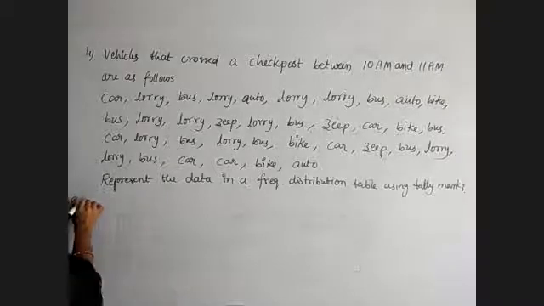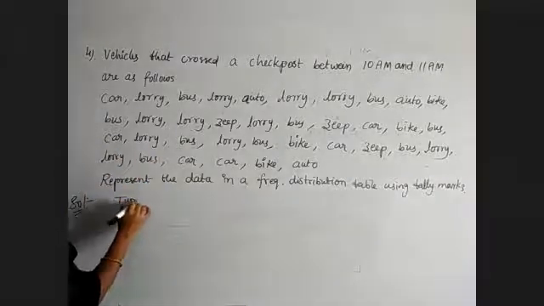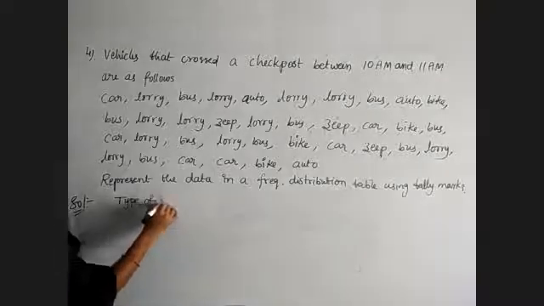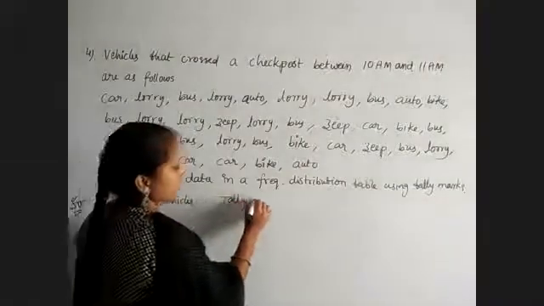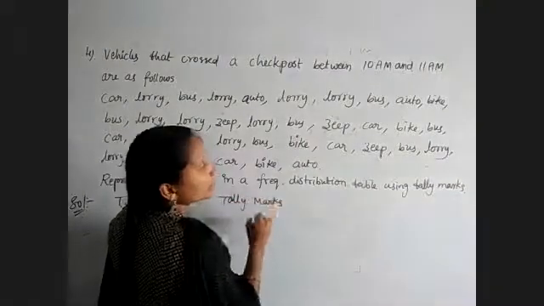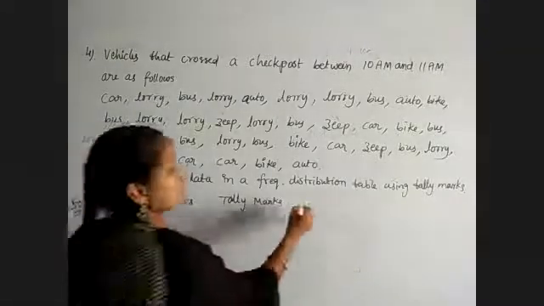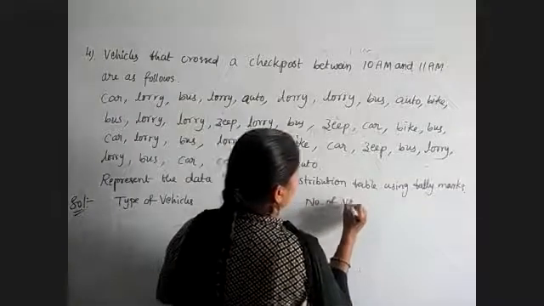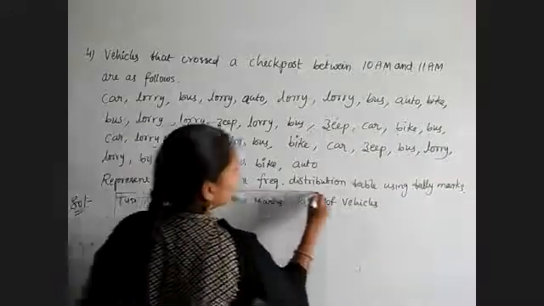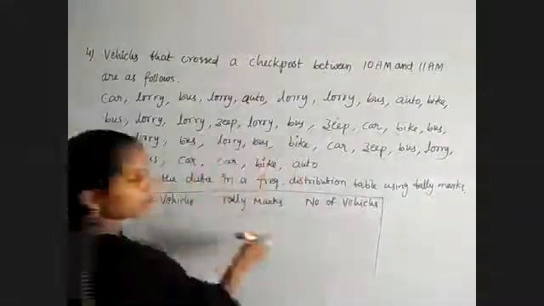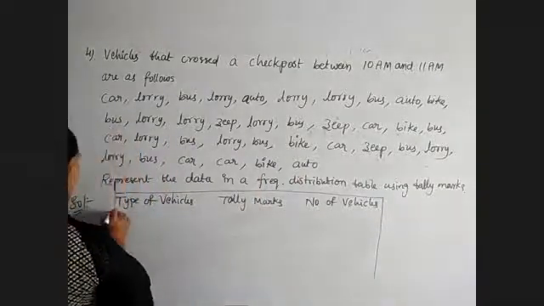First of all, here this information is given about vehicles. So first I am taking the type of vehicles. Next, second column as usual, tally marks. And third column, how many vehicles passed, means number of vehicles of that kind. Okay. In this question, totally 36 vehicles are mentioned, which means after preparing the table, if you add the total vehicles, you must get 36 only.